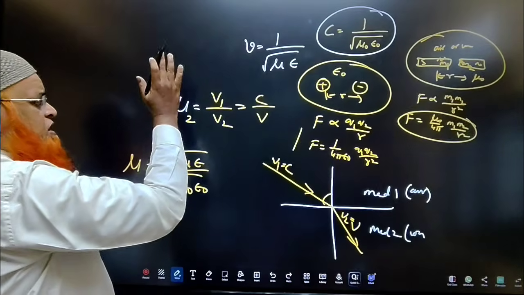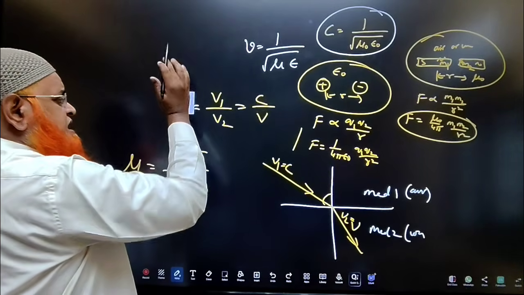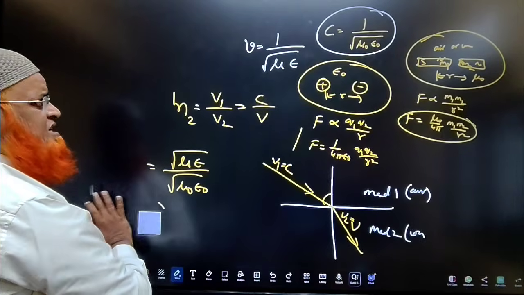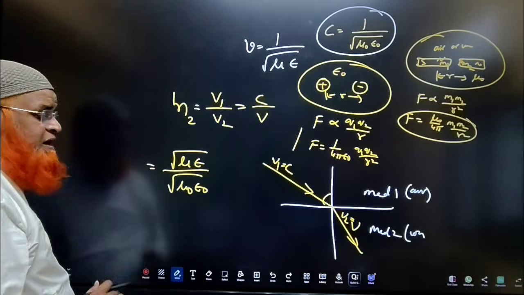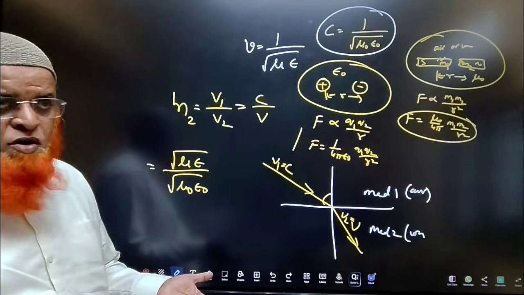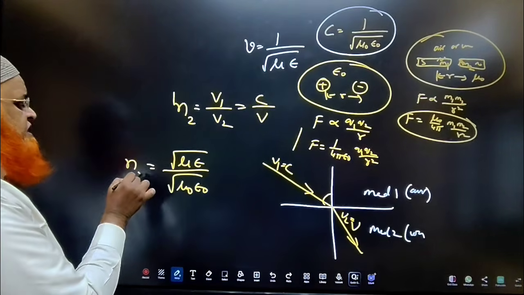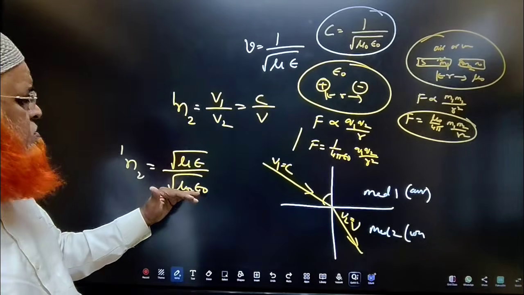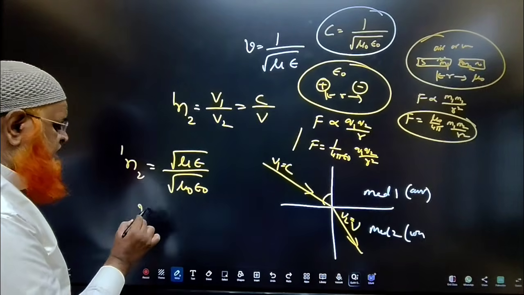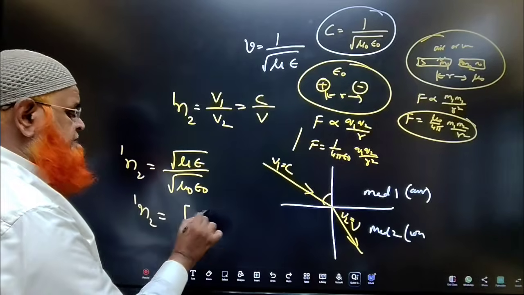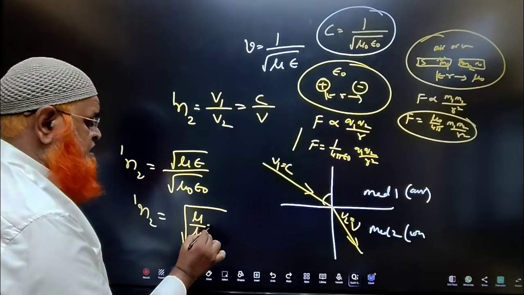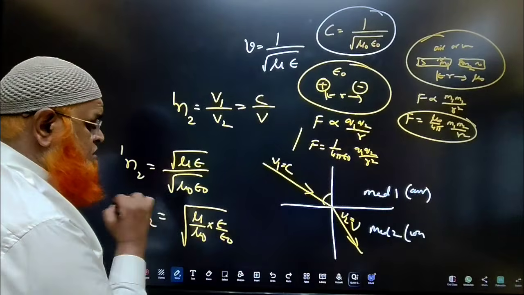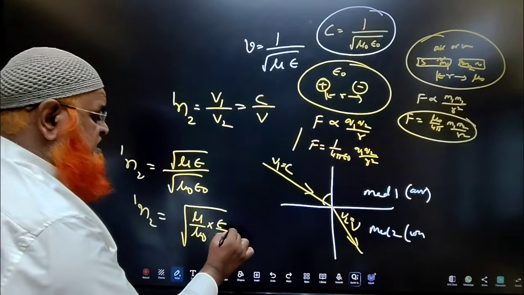Or you can give the refractive index as n also, n to 1. Because you may get confused here, since mu is also permeability and the refractive index is also mu, let us change the symbol here. The refractive index of the second medium to the first medium is given as C by V. C goes downwards to the numerator. Therefore, the refractive index of the second medium with respect to the first medium is root of mu by mu naught, and this is going to be equal to root of epsilon by epsilon naught.